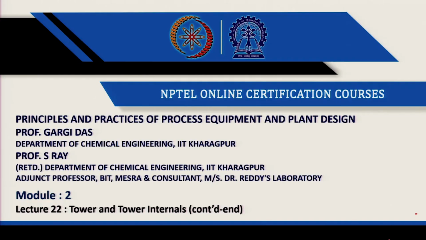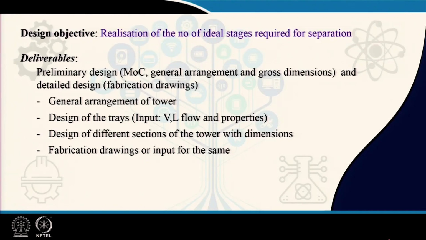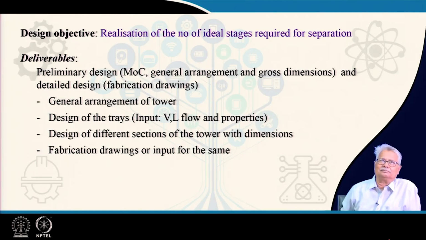Today we are going to have the concluding lecture on the tower and tower internals, the general part of it. This is something which we had continued from the previous one, and we start now. We had a design objective. The design objective was realization of the number of ideal stages in the tower, which is required for the separation for which the design is being done.